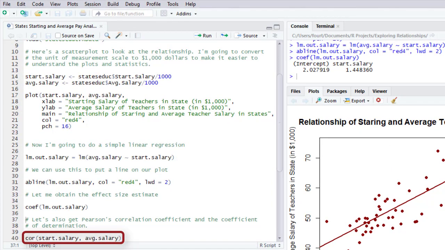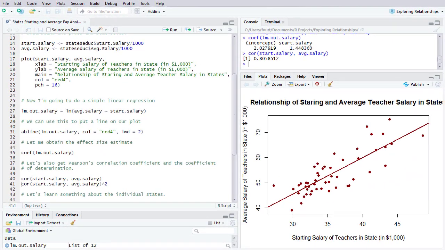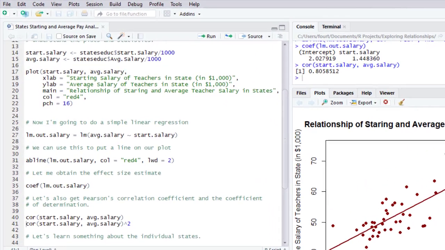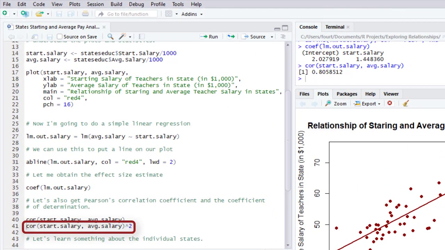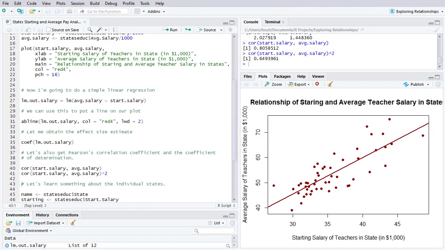Let's get the correlation coefficient. That's about 0.81, so this is a strong model. Residuals about the regression line are relatively small. Let's calculate the coefficient of determination. That's 0.65. Thus, we can say that the starting salary of teachers in the states explains about 65% of the variation in average teacher salaries for the states.